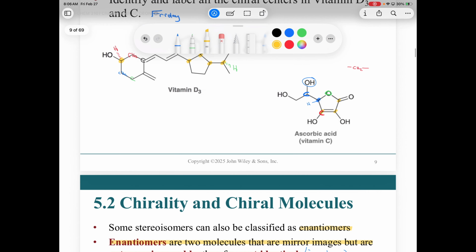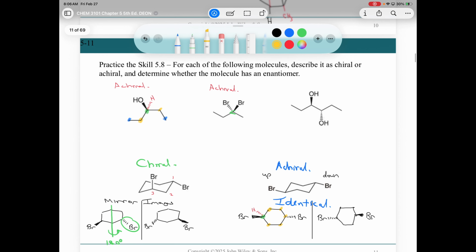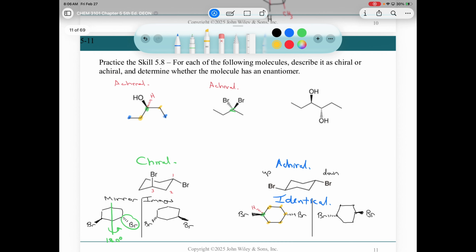Great. All right, so that brings me to another question that we didn't finish. This one here, which was for each of the following molecules, describe it as chiral or achiral and determine whether the molecule has an enantiomer. Well, let me introduce you to the topic of meso compounds. And again, this is something that I left out of my slides. I don't know why I did it, but it is in your textbook. And I'll just show you quickly here in the textbook the topic of meso compounds.